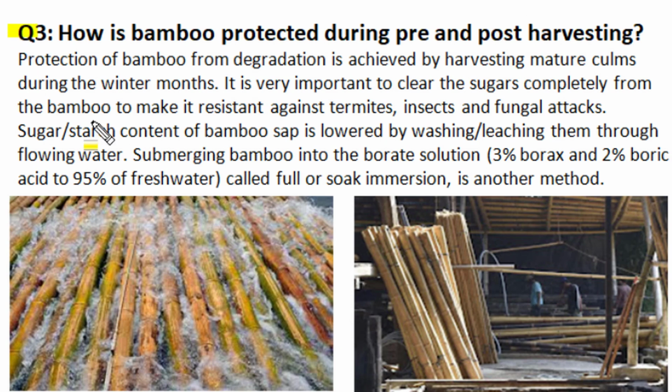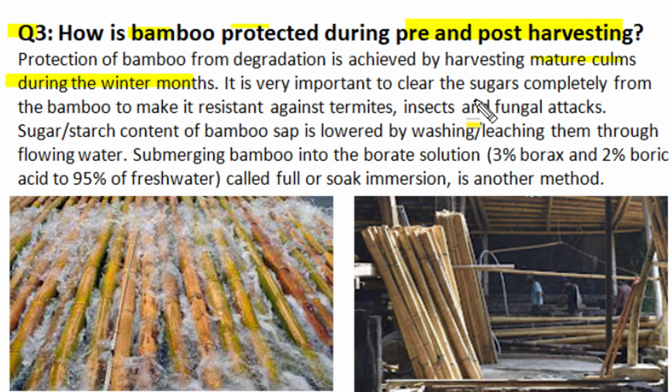Let's answer a very important question: how is bamboo in construction protected during pre-harvesting and post-harvesting? The protection of bamboo from all sorts of degradation is achieved even during harvesting time, and only mature clumps are harvested, that too during the winter months when it is assumed that bamboo has a smaller amount of sugar content and mature clumps have good strength.